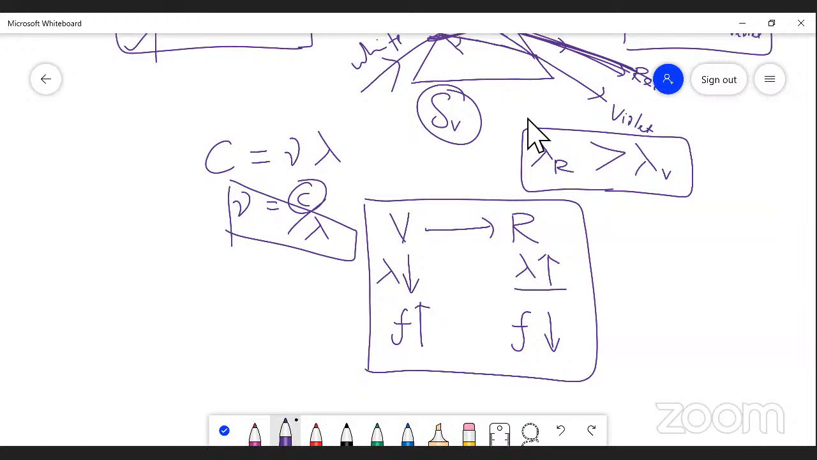The number of waves produced per second is called frequency. You know well, the reciprocal of frequency is equal to time period T. So wavelength maximum means frequency minimum. Wavelength minimum means frequency maximum. This is a main concept of dispersion of light.